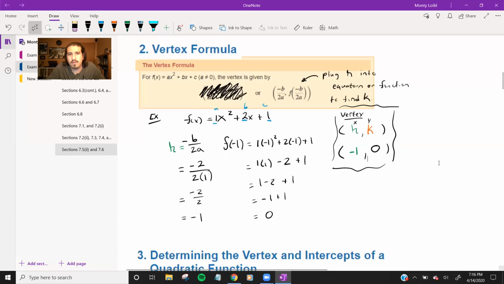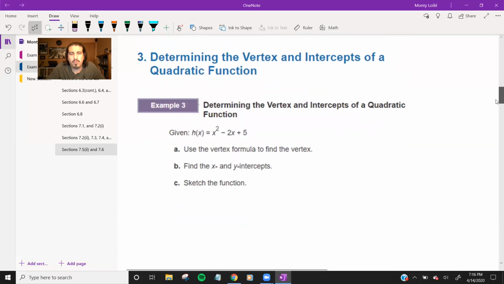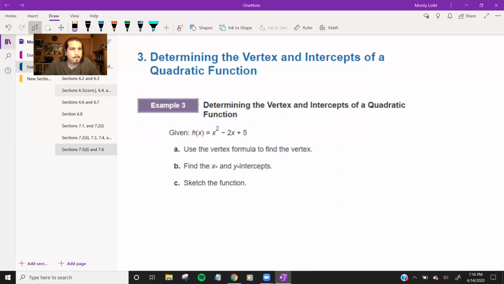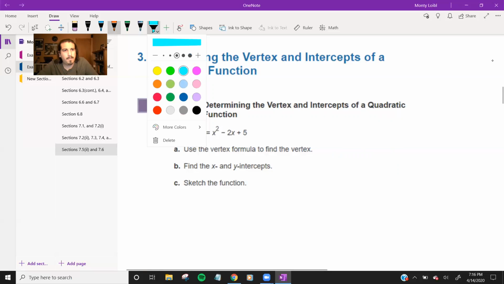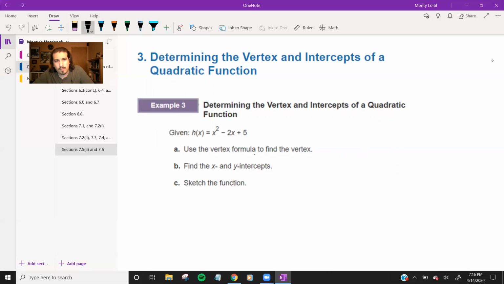We're going to see that down here for this type of problem. So we're still in section 7.5, which is dealing with the vertex. So this type of problem wants us to find the vertex and the x-intercepts, or the intercepts. Okay, that wasn't working. All right, so let's look at what we need to do. So use the vertex formula to find the vertex. So that is what A is talking about.